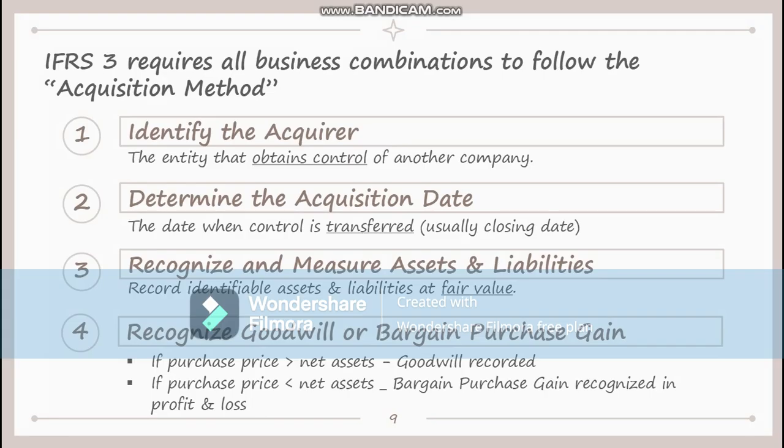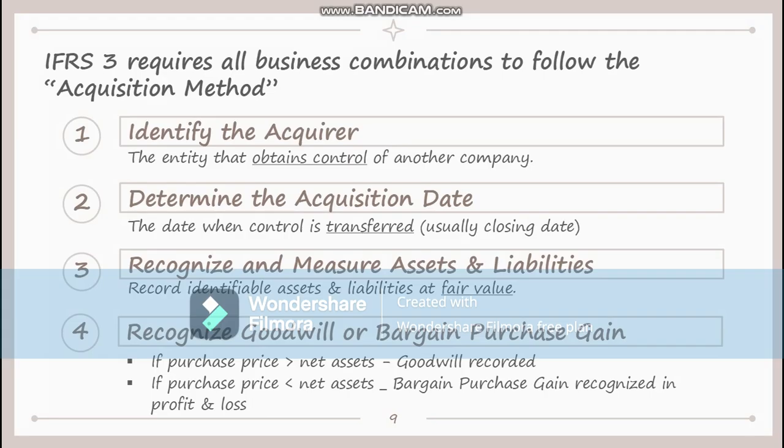Next step is recognizing and measuring assets and liabilities. On the acquisition date, the acquirer needs to identify and measure 3 things. First is identifiable assets. So this includes anything the acquired business owns, like cash, inventory, buildings, or patents. Next is the liabilities. So these are the debts and obligations of the acquired business. Lastly is the fair value of consideration transferred.